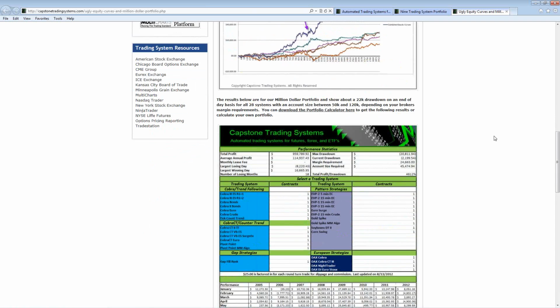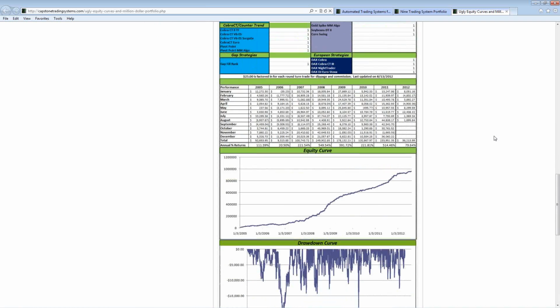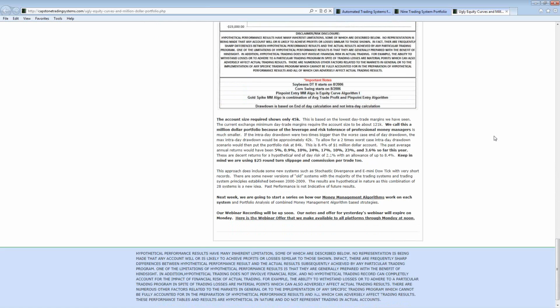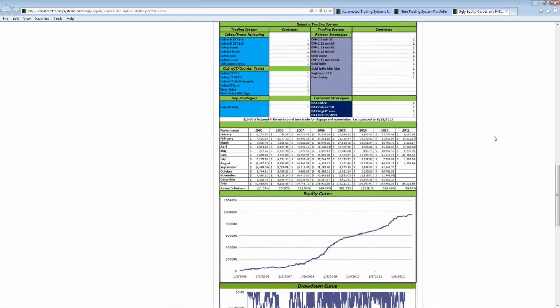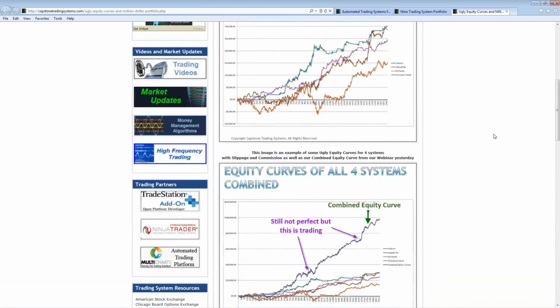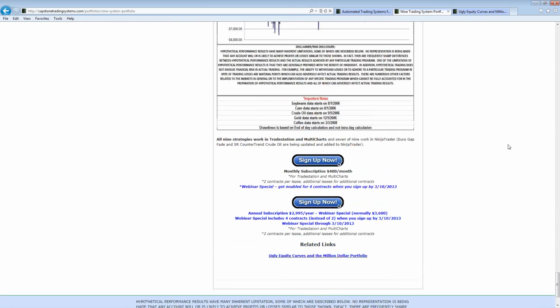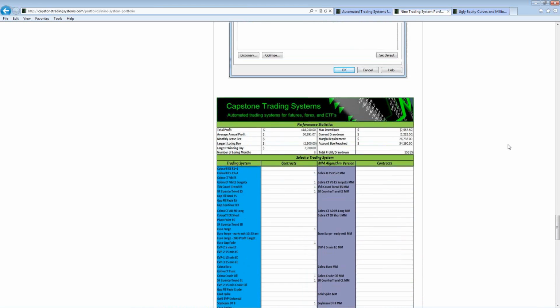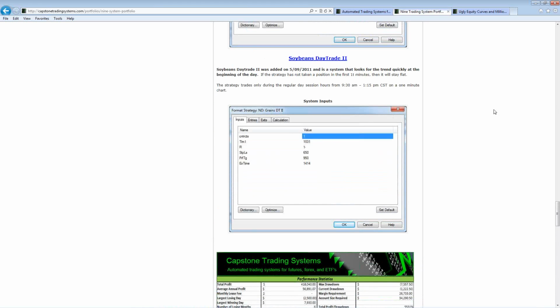And again, this is hypothetical. These are all hypothetical results based on years of research. This is a $1 million portfolio. That's something else you can look at if you're interested, but what we're focused on today is this 9-system portfolio. So that's all.